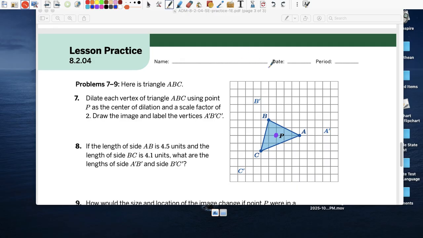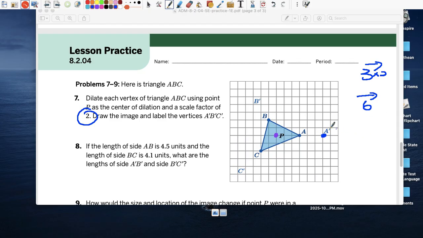Okay. So scale factor of 2. Let's go to A first of all. To go to A from P, it's 1, 2, 3. So I've got to go 3 that way. Because we're using a scale factor of 2, multiply 3 times 2. So now going that way, I'm going to walk 6 units. So here's P. 1, 2, 3, 4, 5, 6. So there is A prime.